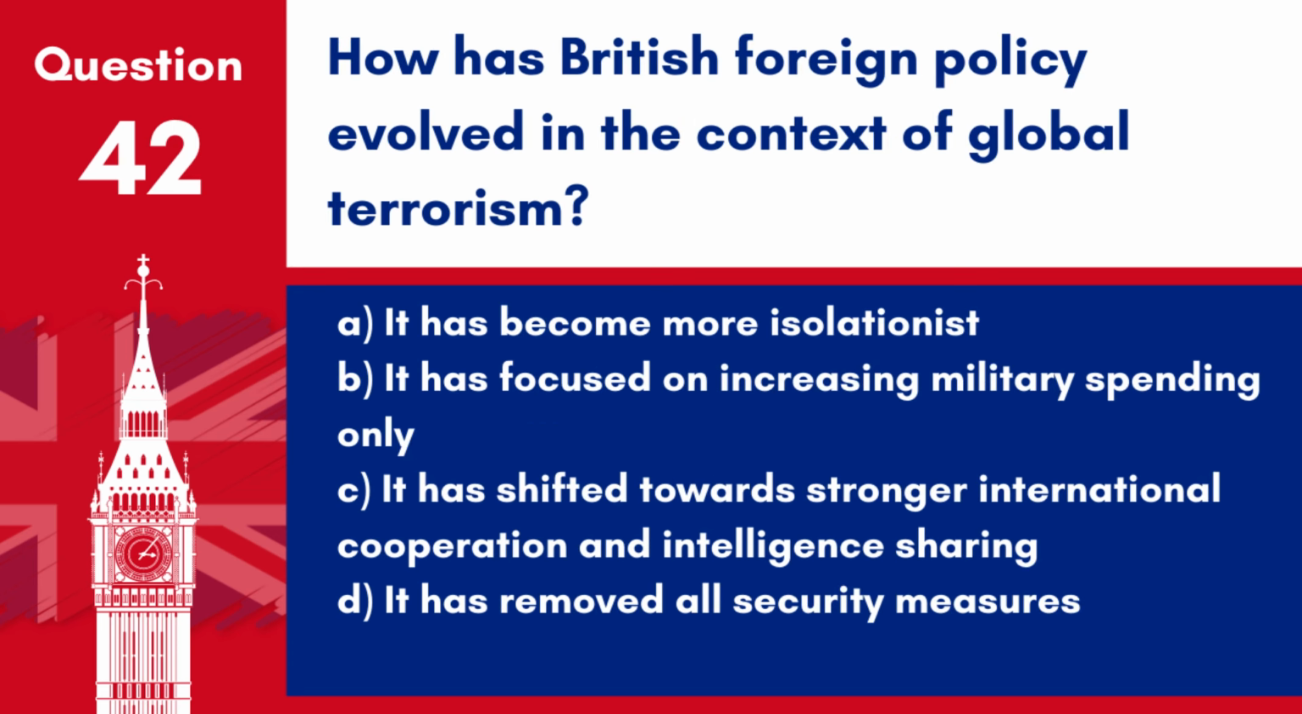Question 42. How has British foreign policy evolved in the context of global terrorism? A. It has become more isolationist. B. It has focused on increasing military spending only. C. It has shifted towards stronger international cooperation and intelligence sharing. D. It has removed all security measures.